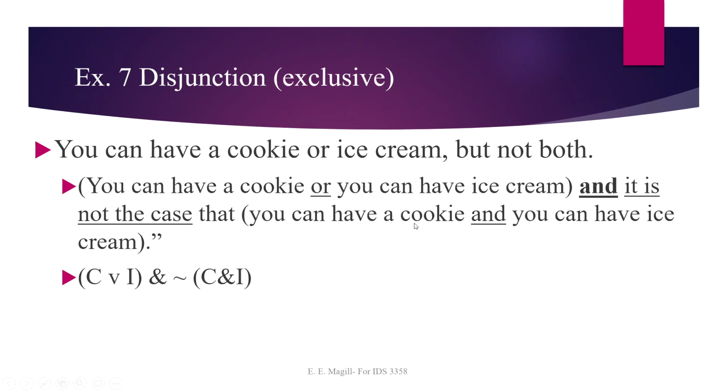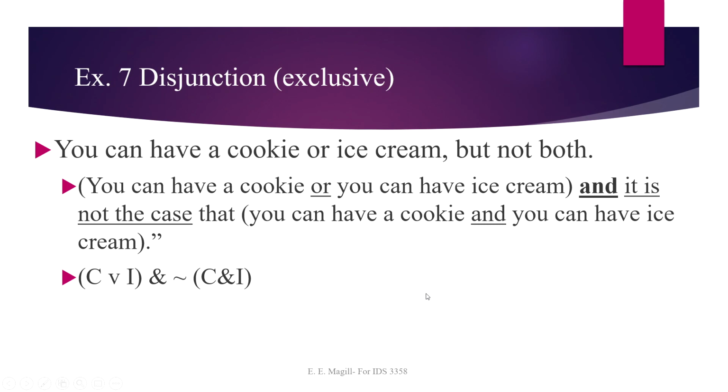So we have you can have a cookie and you can have ice cream in parentheses, which we then symbolize like this. So this is similar to how we did on the last problem. You can have a cookie or you can have ice cream inside parentheses here, and then the and, then our negation, but you can't have a cookie and you can't have ice cream both at the same time. So this is how you're going to symbolize but not both statements overall. If you ever see a statement that says either this or that but not both, the symbolization is going to look roughly like this.